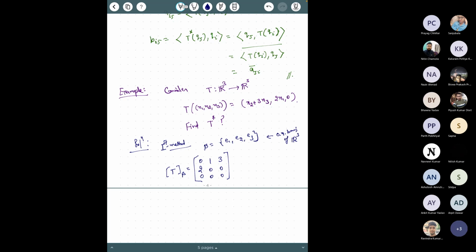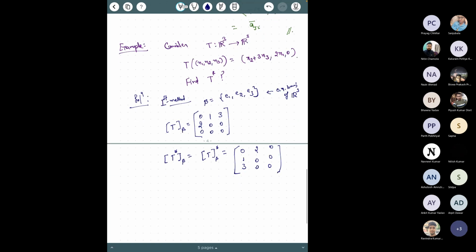Now immediately, once you know the matrix of T, you can easily write what would be the matrix of T star with respect to this basis. You know this because of this result. It is just the matrix of T star. Basically, you take the complex conjugate transpose, but here it is real, so it is just the transpose of this matrix. So it is 0, 1, 3, 2, 0, 0, and 0, 0, 0. All right, this is your matrix of T star.